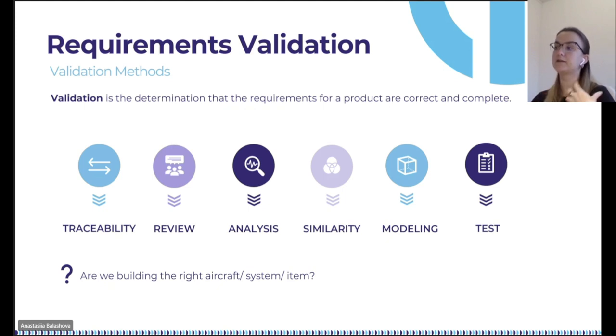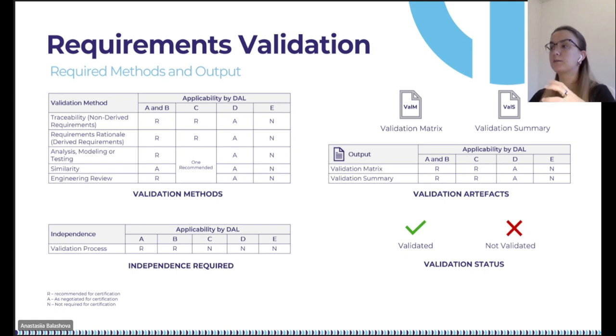Another method is review, which is an application of personal experience through review, inspection, or demonstration that can support the determination that requirements are correct and complete. Analysis, for example safety-related analysis, FHA, PSSA. Similarity allows validation of a requirement by comparison to the requirement of a similar certified system, and it may also be modeling or test. The required methods of validation depend on the assigned DAL.